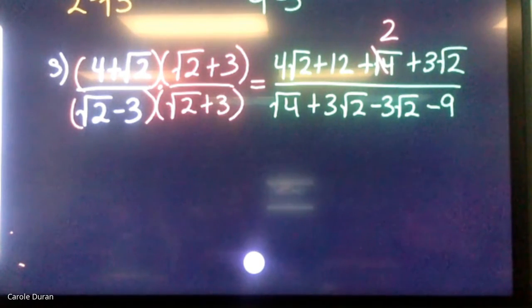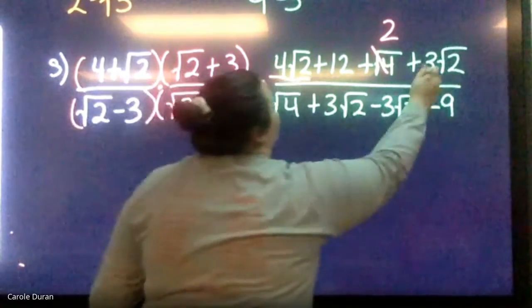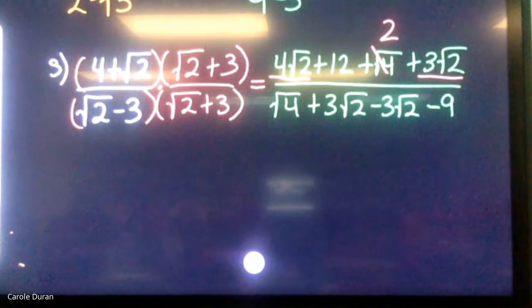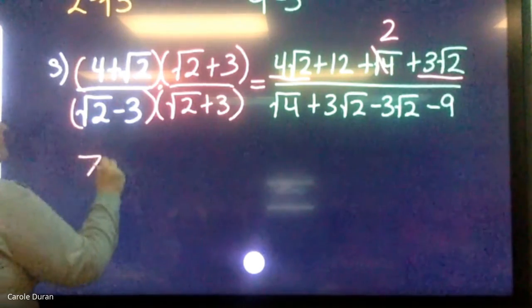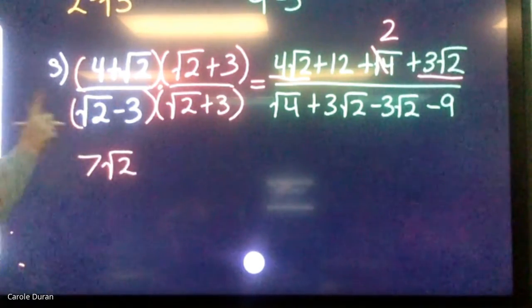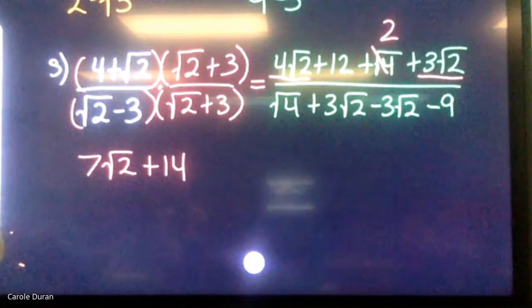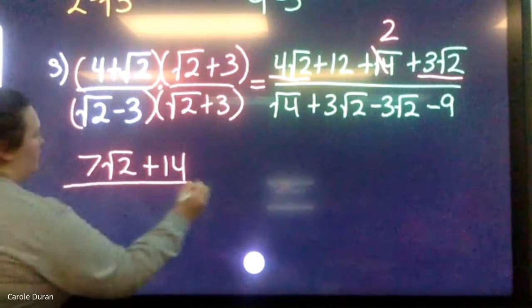But I did kind of like what you were thinking because you were looking at these two terms. What do I notice about those two terms? They're the same, right? Which means I can put those two terms together. What's 4 root 2 plus 3 root 2? 7 root 2. 4 plus 3 is 7, and the square root of 2 just stays there. So that becomes 7 root 2. And then I can put the 12 and the 2 together to get 14. Does it matter which way's first, like the 14? No, that's fine.